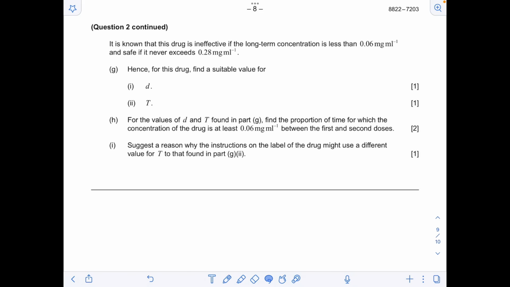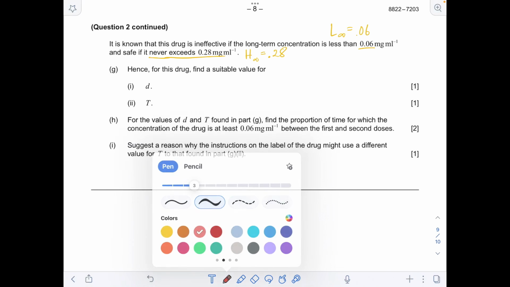The last part of number 2 on the last page, we read, it is known that this drug is ineffective if the long-term concentration is less than 0.06 milligrams per milliliter, and it is safe if it never exceeds 0.28 milligrams per milliliter. Hence, for this drug, find a suitable value for D and T. So we should notice that less than 0.06, that long-term concentration, that is talking about L infinity. The long-term lowest value we ever want is 0.06, and it never exceeds 0.28, so our long-term highest value is 0.28. And if you notice those two values stand for L and H, then you should be good to go on this problem because we already have expressions for L and H.